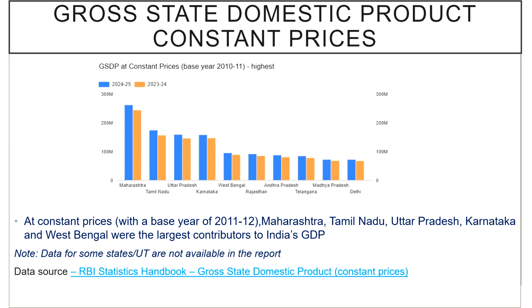Gross State Domestic Product at constant prices. At constant prices with a base year of 2011-2012, Maharashtra, Tamil Nadu, Uttar Pradesh, Karnataka, and West Bengal were the largest contributors to India's GDP. Note, data for some states/UT are not available in the report.